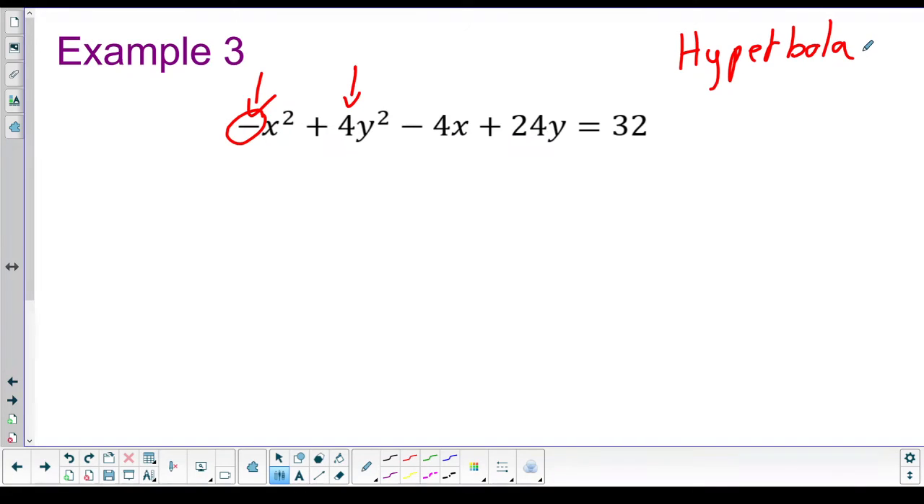Hyperbola. So we figured out what it is. Ding, ding, ding. We're done. Next homework question asks us for the transverse and conjugate axes. So let's do all the work.